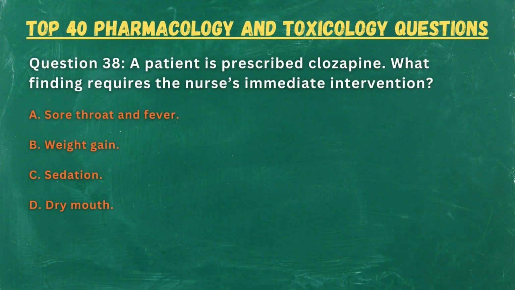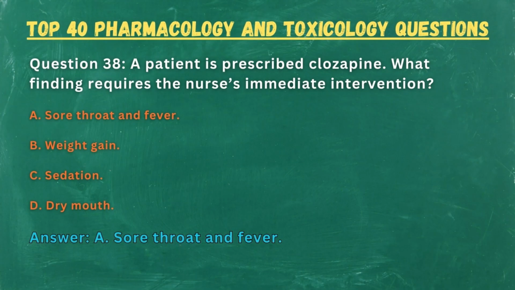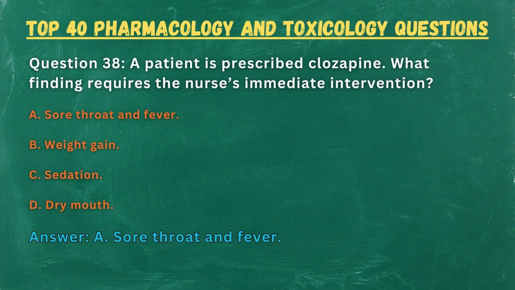Question 38. A patient is prescribed clozapine. What finding requires the nurse's immediate intervention? A. Sore throat and fever. B. Weight gain. C. Sedation. D. Dry mouth. Answer: A. Sore throat and fever.